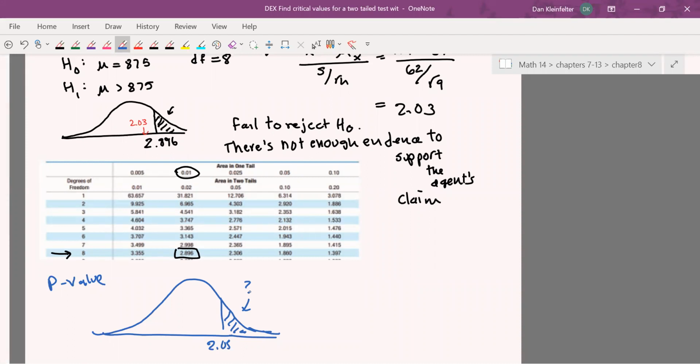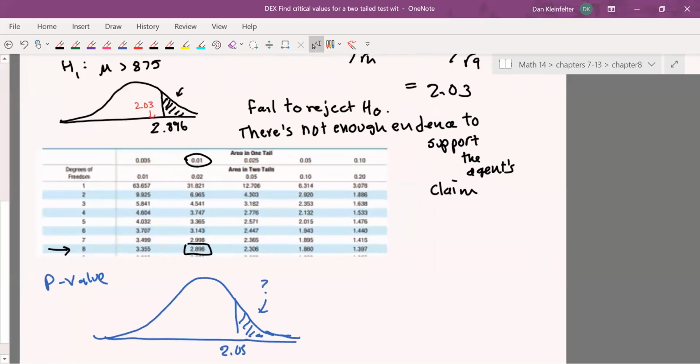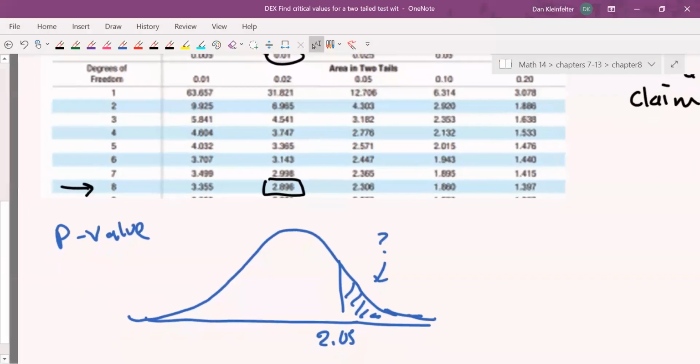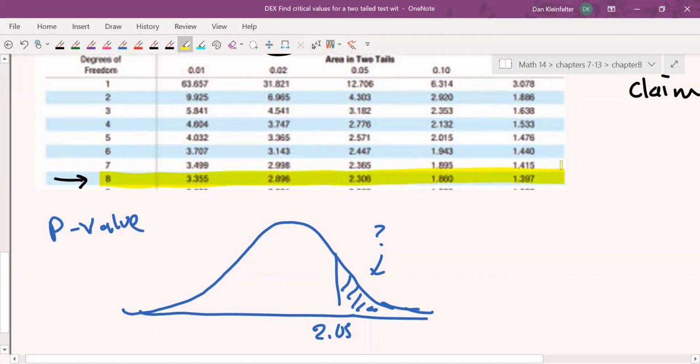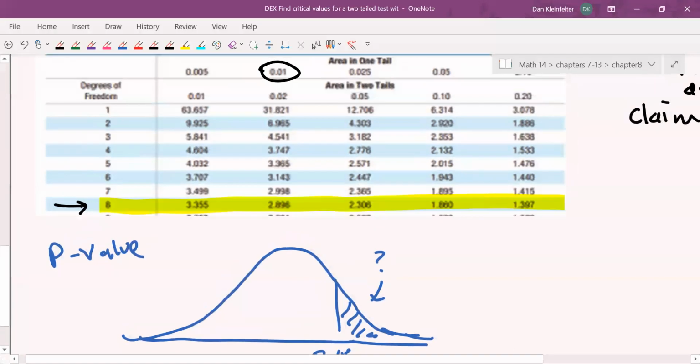The problem with the t-table in comparison to the z-table is that there are just fewer values, because we have to deal with the degrees of freedom idea. For any one degrees of freedom, there are only 5 different areas to choose from. So with our degrees of freedom of 8, taking a look in that table, we're looking for 2.03. There is no 2.03 in this row. So where would that be if there were one?